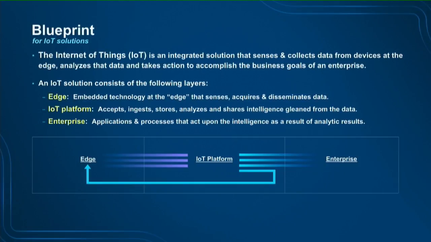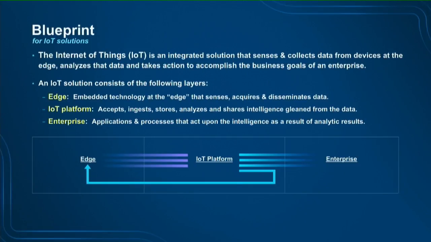And then there's the enterprise, which is where all of the data gleaned out of the IoT platform becomes visual and useful from a dashboard perspective, informing businesses so that they can take action and do appropriate things with it. So the edge is responsible for sensing, acquiring, and disseminating the data about the things you're interested in, all those things that Josh had on the slide a minute ago.